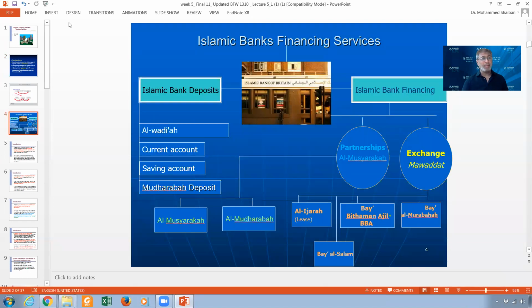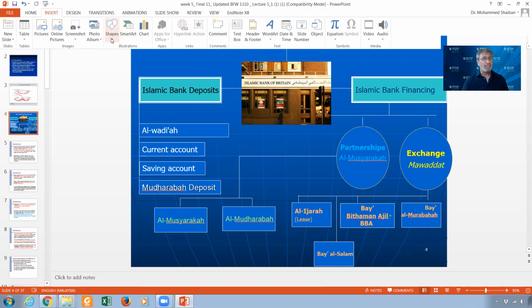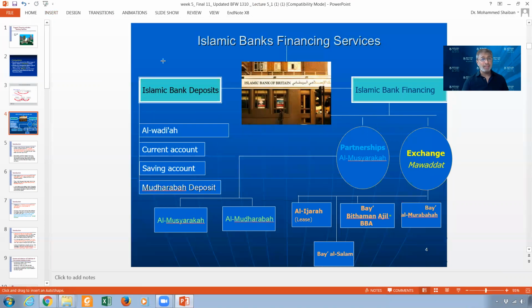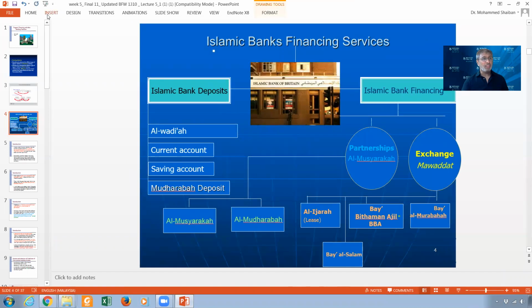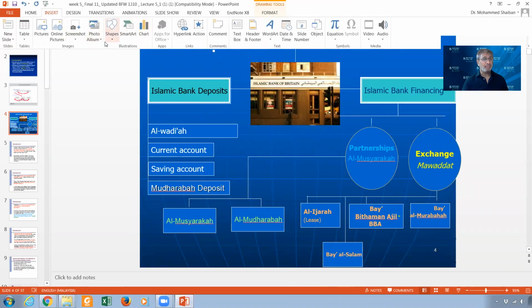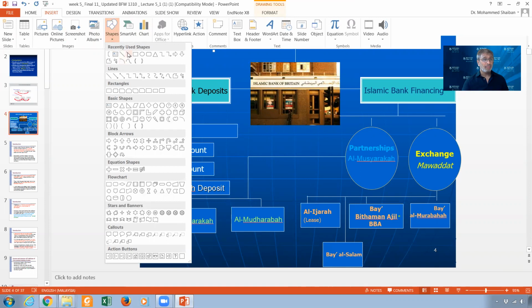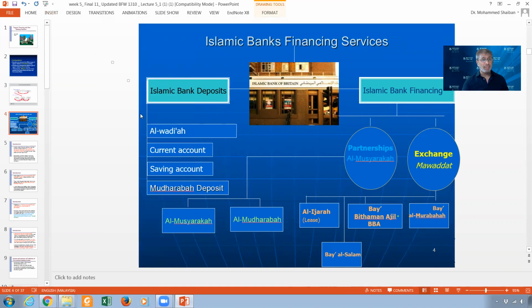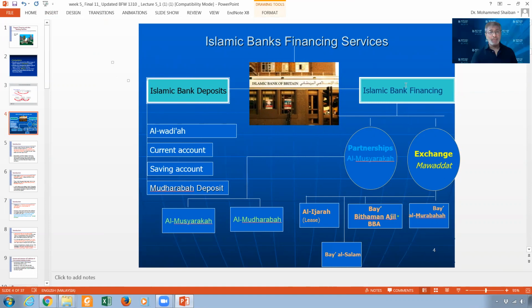Now, this is an Islamic bank, as you can see, and it's actually an existing bank, which is the Islamic Bank of Britain. In this bank, for example, they provide the facilities. They have what we call Islamic financing, which means the deposit side is here. As you can see, we have the current account, the savings accounts, and the fixed deposit.